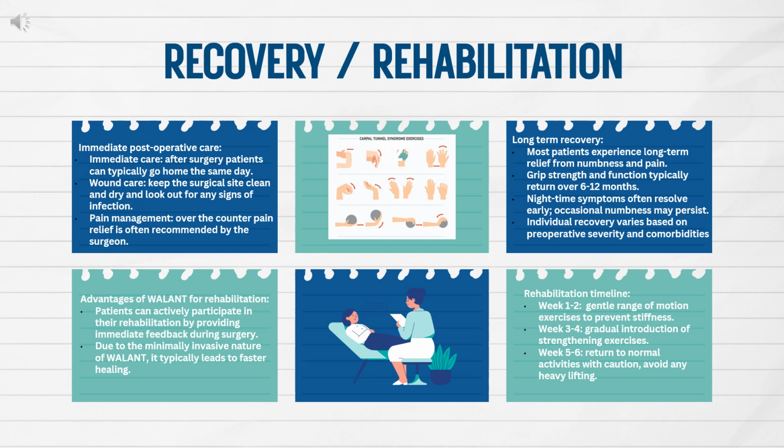The rehabilitation process is structured over several weeks to ensure optimal recovery. Weeks 1 to 2, engage in gentle range of motion exercises to prevent stiffness and promote flexibility. Weeks 3 to 4, as healing progresses, gradually incorporate strengthening exercises to restore function. Weeks 5 to 6, most patients can resume normal activities, though it's advisable to avoid heavy lifting during this period.